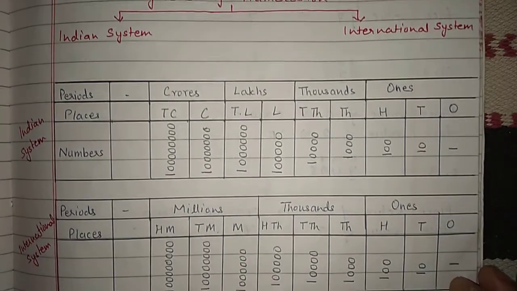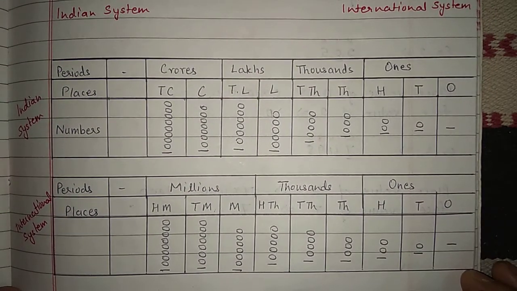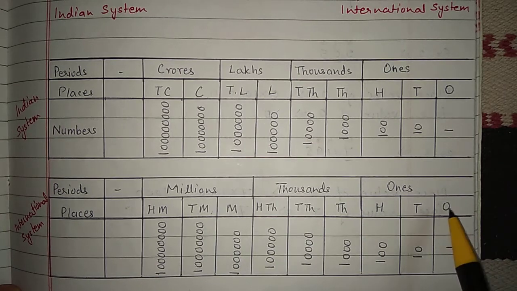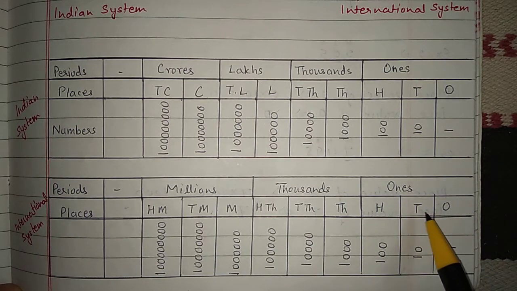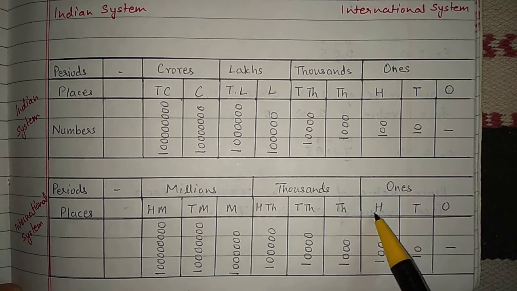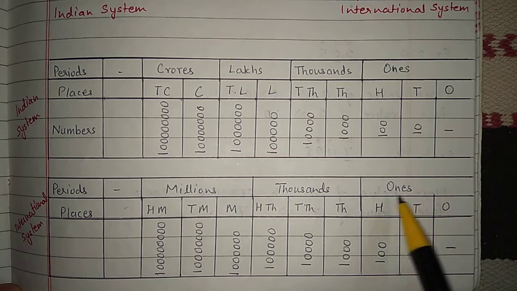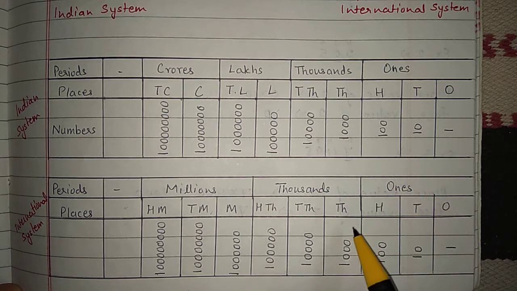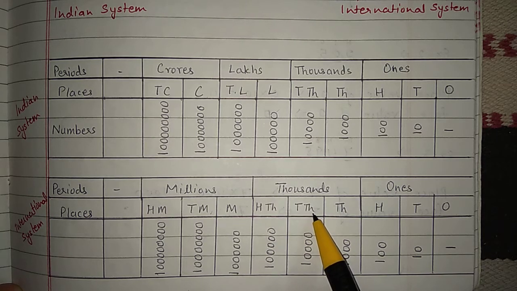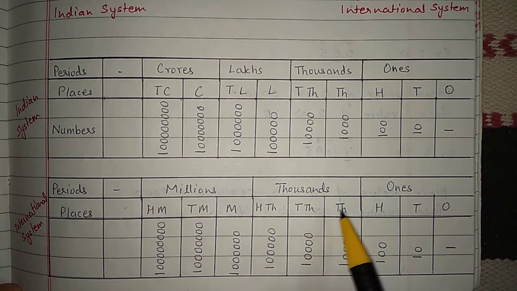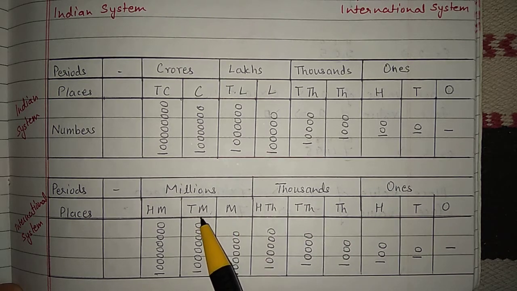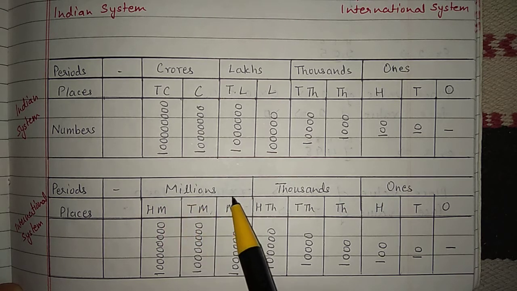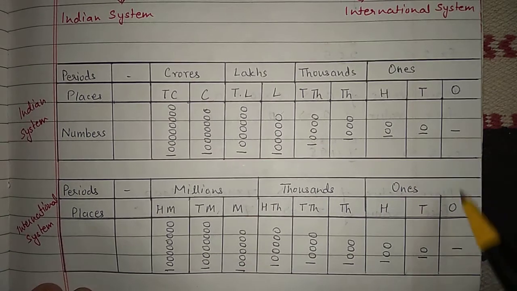The second system we have is the international system. In this, there are little changes. The last three are the same: 1, 10 and 100. These three come under the ones period. After this, 1000, 10,000, then 100,000. These three will come under the thousand period. After 100,000, we have million, 10 million and 100 million. These three will come under the million period. And the same number of zeros are here.